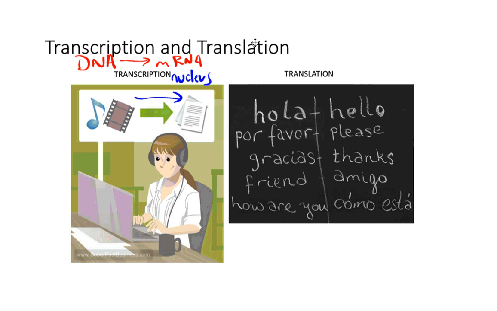Translation, on the other hand, is taking that messenger RNA and converting it into a protein. This happens, again, on the ribosome. And so this process is taking the language of nucleic acid and converting it into the language of protein, which is basically a bunch of amino acids grouped together.